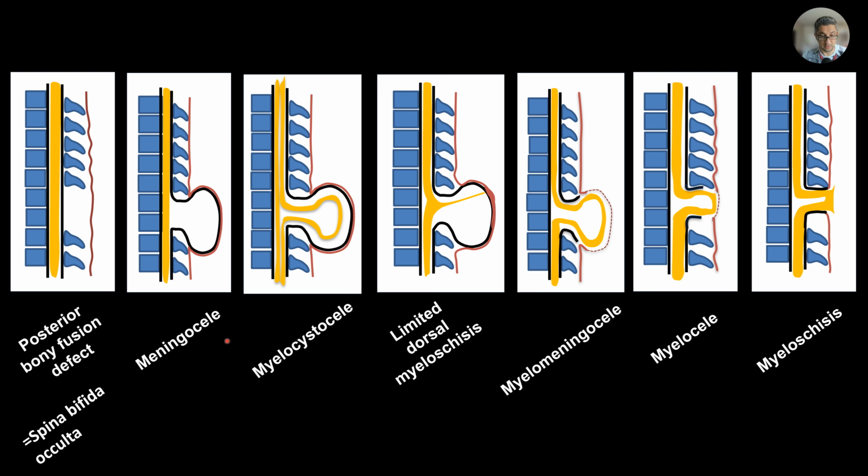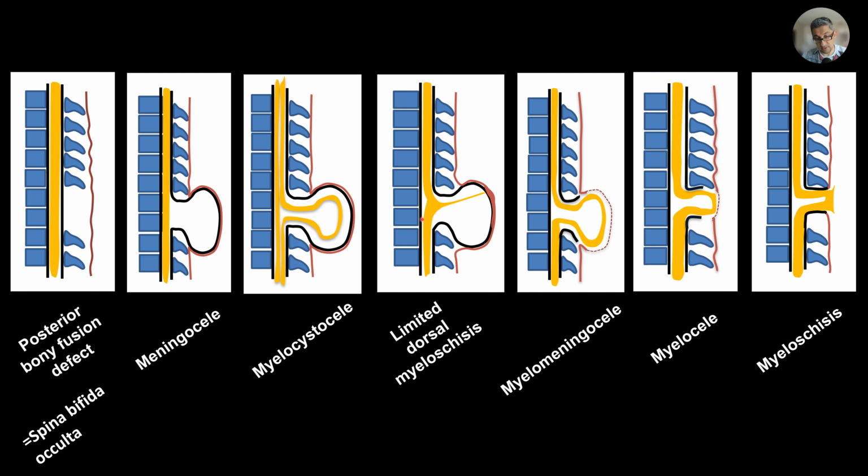It's called meningocele. In myelocystocele, there is outpouching of the dural sac along with neural elements and central spinal canal, which is filled with CSF. So two separate CSF-filled areas are herniated, and there are two sacs actually, and it's called myelocystocele.